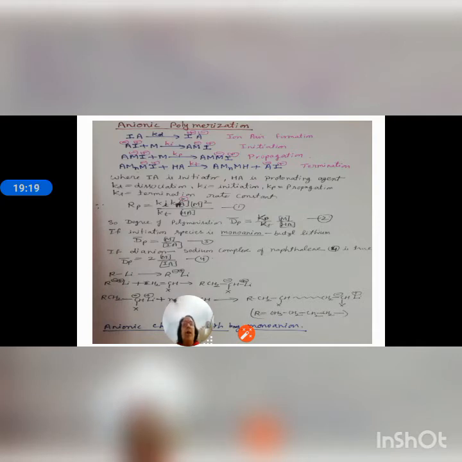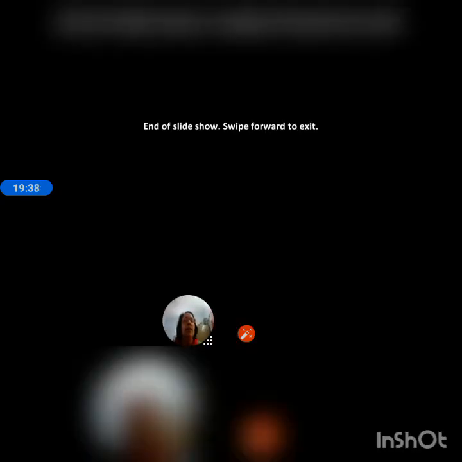The equation is given by R lithium equals R minus lithium, and then the radical formed again combines with the main chain and they propagate the reaction alternatively.